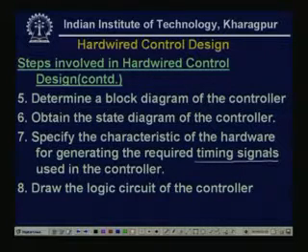Then draw the logic circuit of the controller. Once the timing signal also we have got, hardware we have got, then the logic circuit of the controller is done. Now, based on these steps one by one, if we see the details, then we will be seeing how the control unit will be designed using the hardware control design approach.